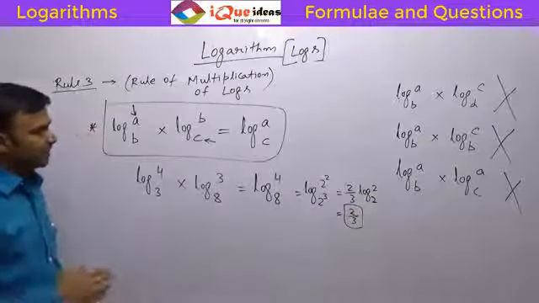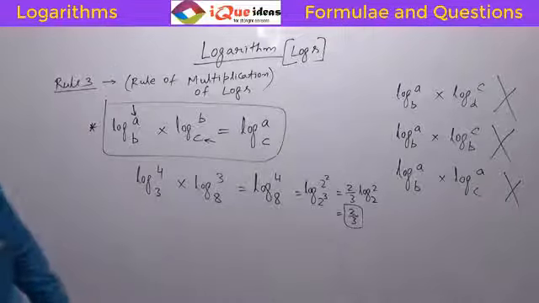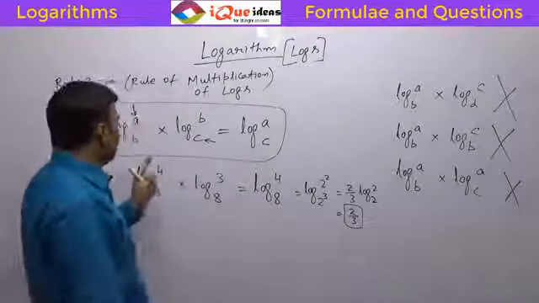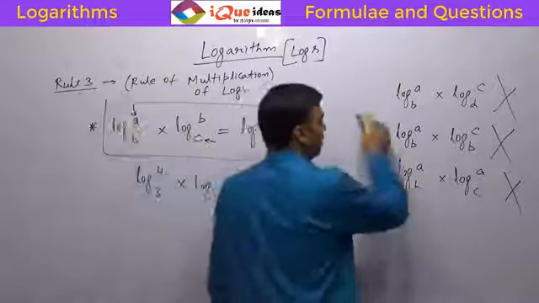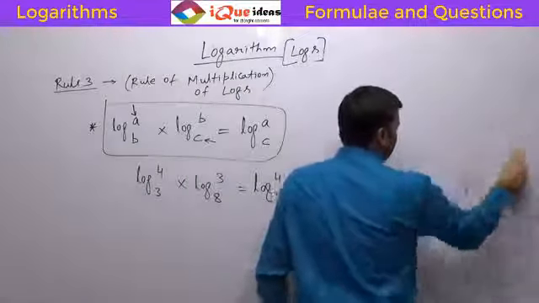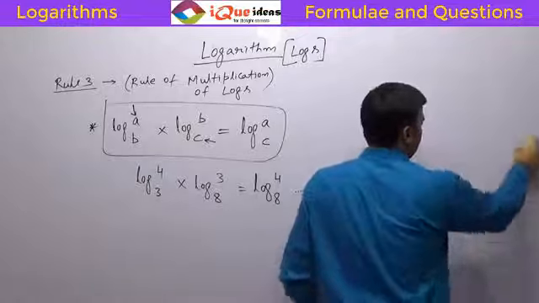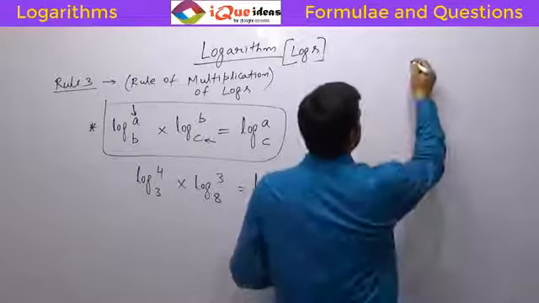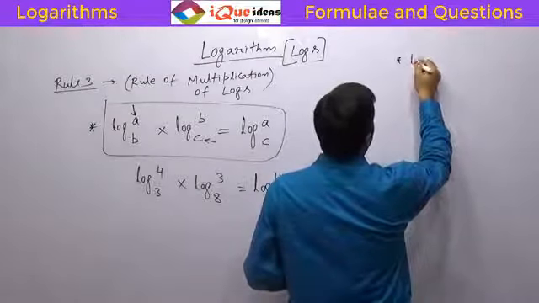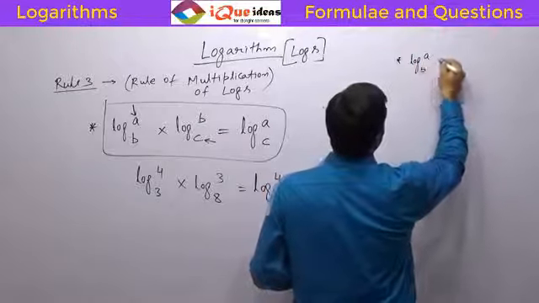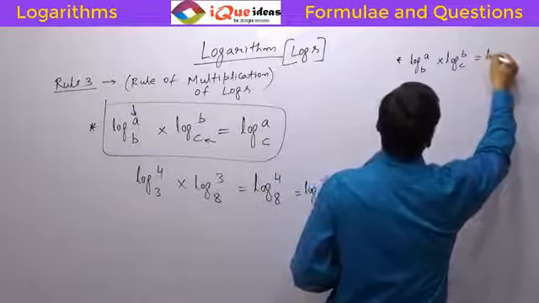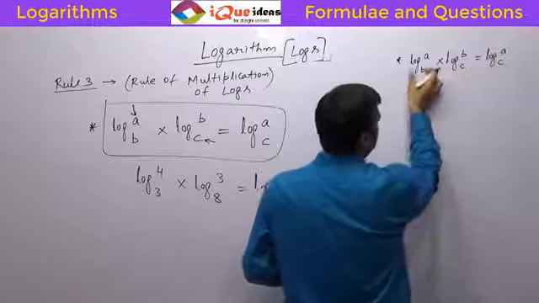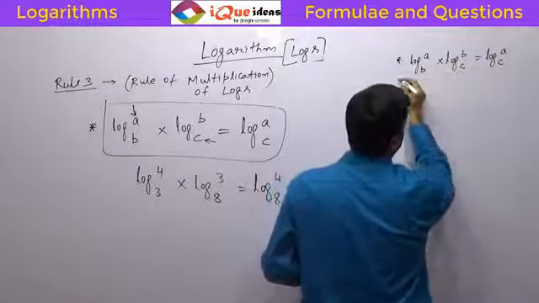Alright. So please understand that the multiplication of logs is possible only if base in one log is same as the number in another log. Let's write down the rule here first. I'll write the rule here again. Rule is log of a to the base b into log of b to the base c is equal to log of a to the base c. Now, if this is written here or this is written here will not matter, right?